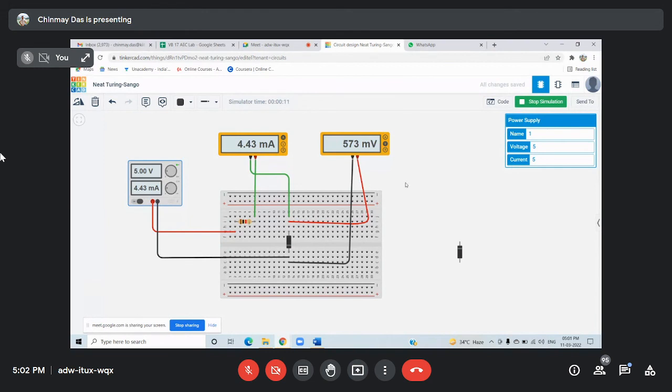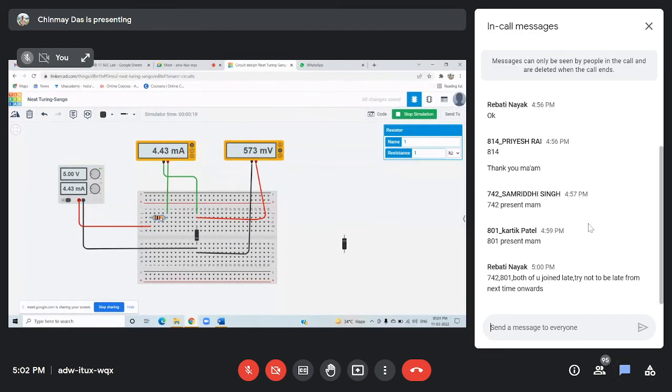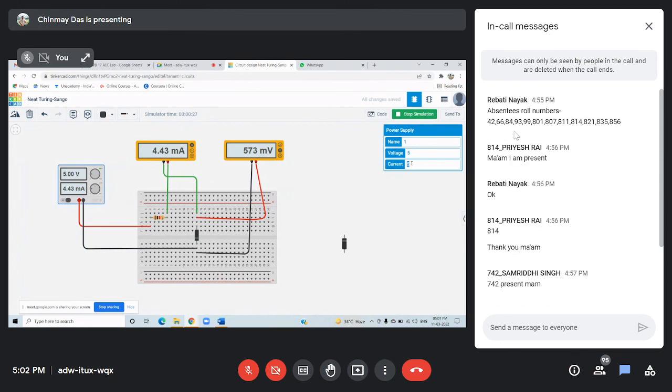Sir, can you please repeat? You don't need to change the current because to limit that current, we are adding this resistor here. So whatever the current is, it won't affect the circuit. It nullifies the power supply current, but that won't affect the characteristics here.